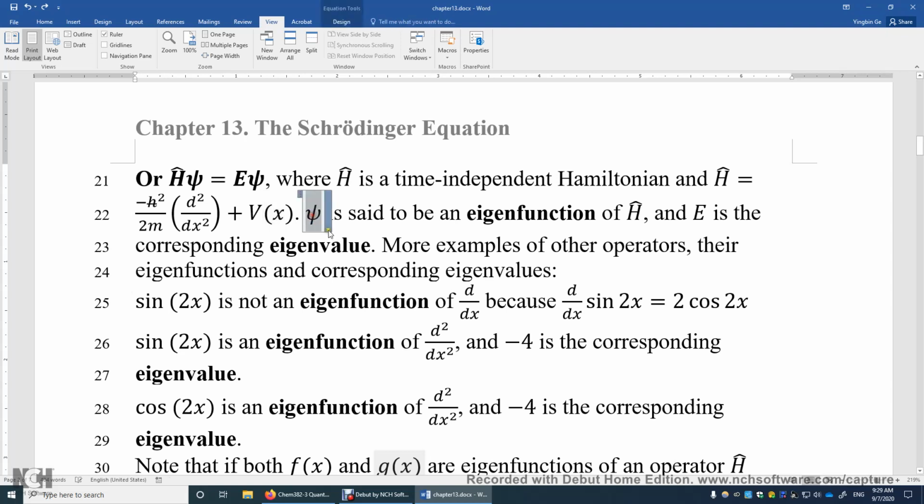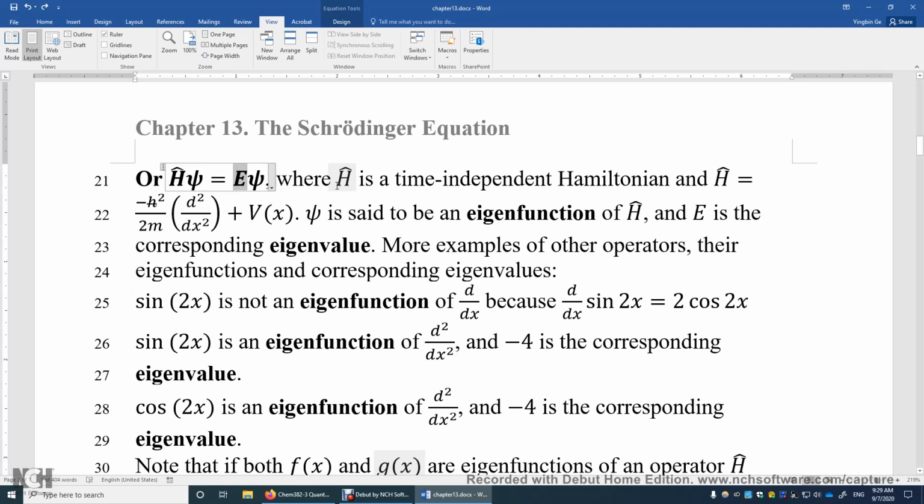In this case, this lowercase psi is said to be an eigenfunction of this H. So what does this mean, eigenfunction? If you apply this operator to one of its eigenfunctions, the result will be the same eigenfunction multiplied by a constant. So we are applying this H to this psi. The result is psi times a constant. Therefore, we say psi is an eigenfunction of H, and this E is the corresponding eigenvalue.